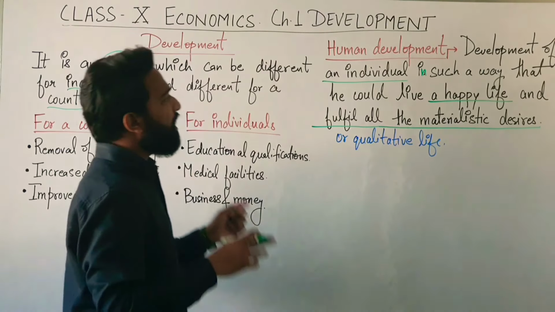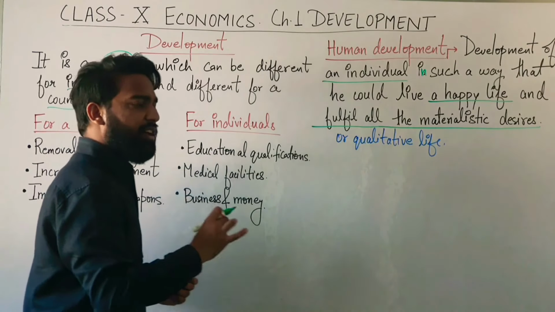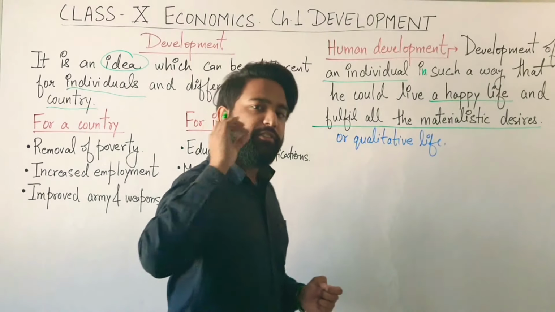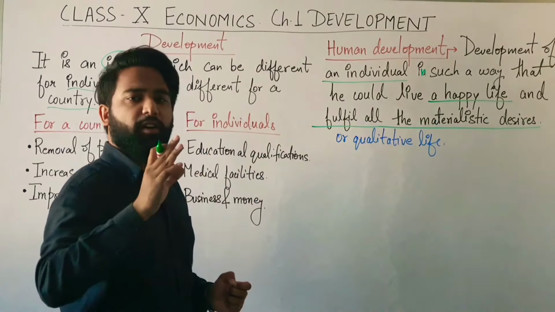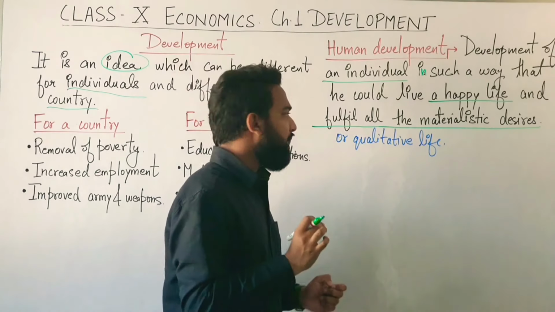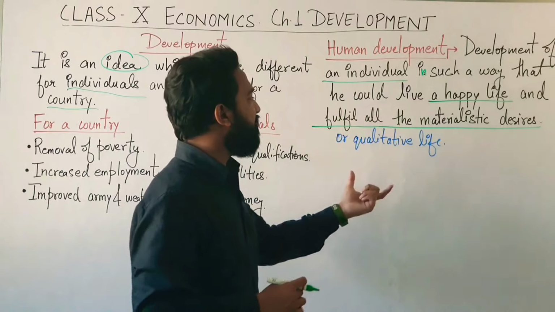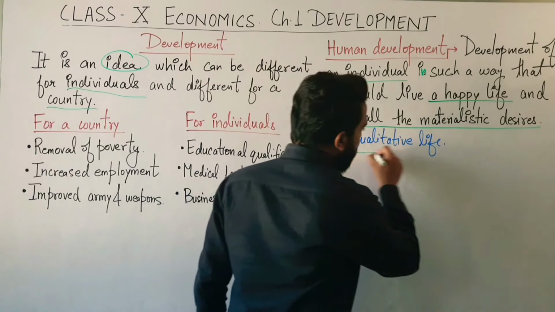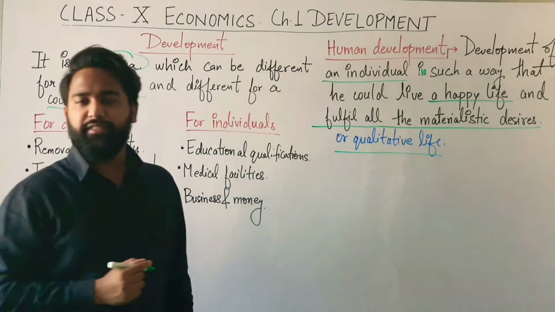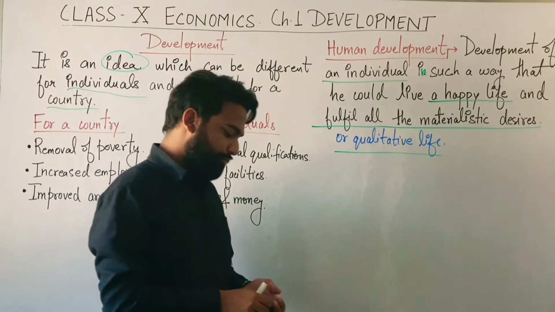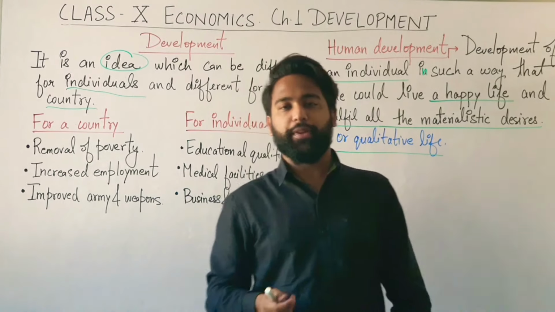If an individual lives his life happily so that he can fulfill all his desires of all the materialistic things, then we can say it is human development. Basically, human development is improvement in the qualitative life. Is that clear? Let's come to the next topic.